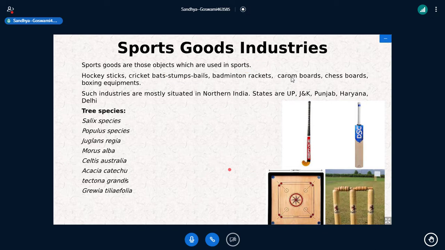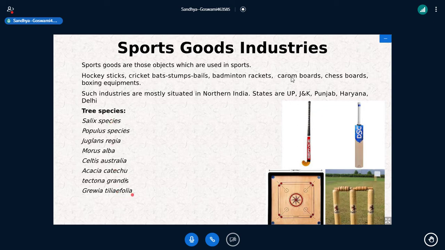Another important thing about the sports goods industry is that it is mostly situated in northern India. The states having these industries in larger proportion are Uttar Pradesh, Jammu and Kashmir, Punjab, Delhi. Haryana has only 1-2% of industries, right? So UP, JK, Punjab, Delhi, Haryana, these are the northern Indian states where you will find sports goods industries.